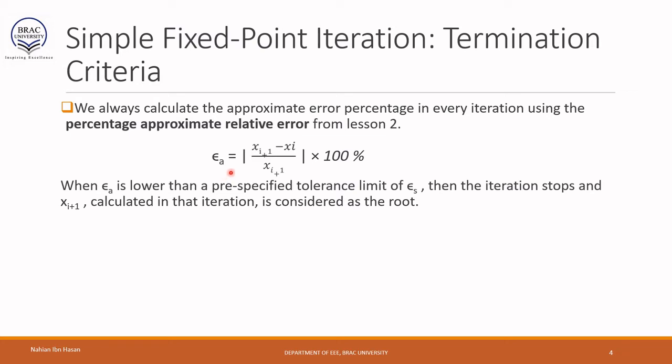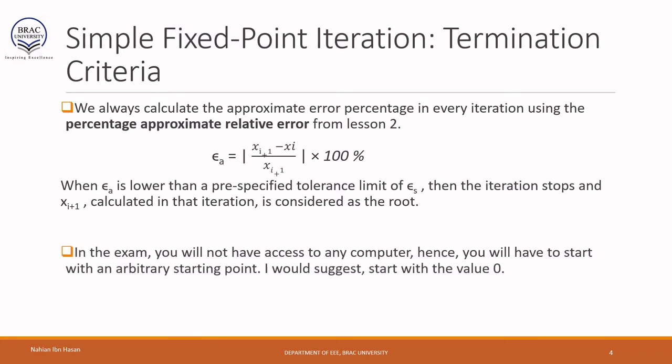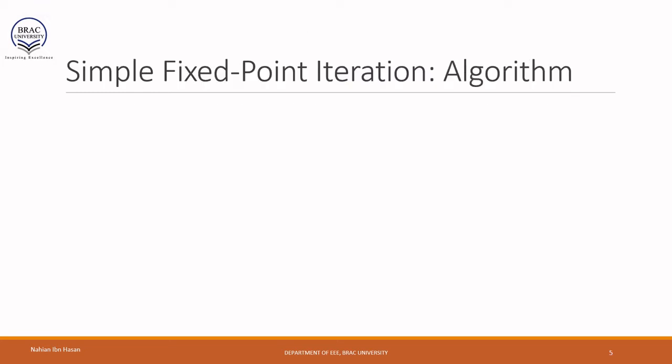So what we are going to do is calculate epsilon a, the approximate percent relative error, and check whether this relative error is less than a pre-specified tolerance limit epsilon s. If it is lower than epsilon s, then we terminate our code, and if it is not, then we use further iterations. So that's what we have been using in our last few slides.